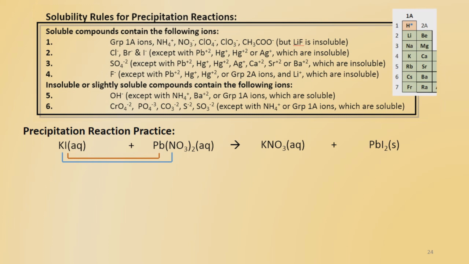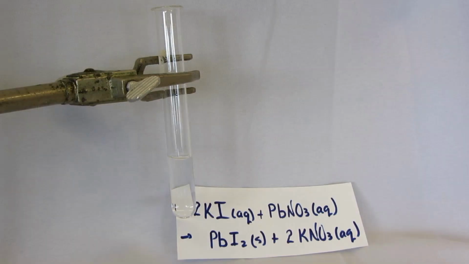Now this reaction is not balanced. As you can see, I have 2 iodides on the right and 1 on the left. I have 2 nitrates on the left and 1 on the right, so we should double up on the potassium iodide and the potassium nitrate, and now it's balanced. Let's eliminate the spectator ions of potassium and nitrate, leaving us with the net ionic equation of iodide plus lead-2 ion makes lead-2 iodide solid precipitate.